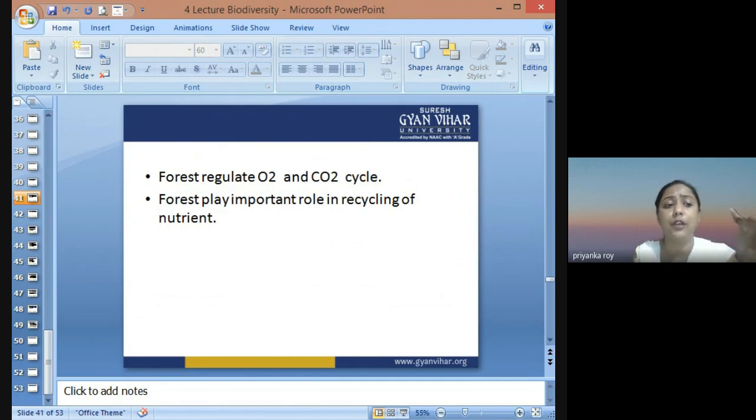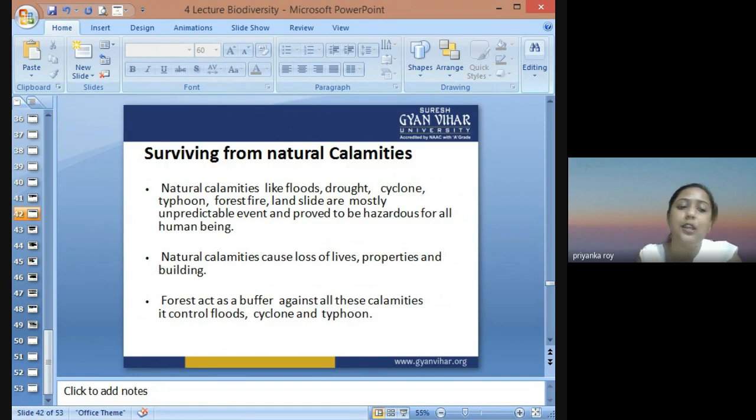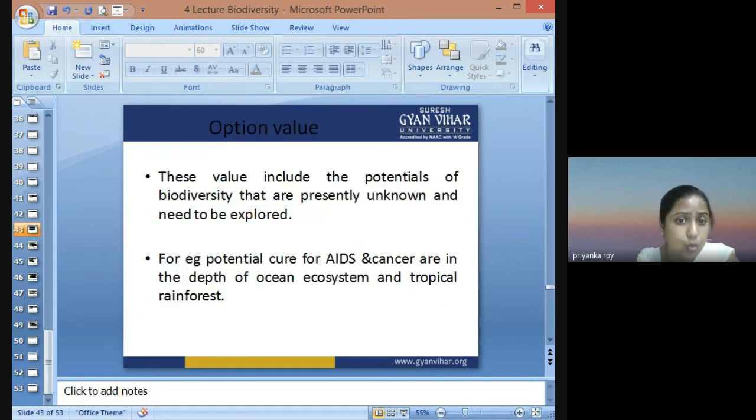The larger the forested area you have, the better your oxygen level will be in that region, and it can act as a carbon sink, like the Amazon forest. It is known as the lung of the earth. About 70% of carbon dioxide is absorbed either by the ocean water or the forest of Amazon. So it is good to have more forested area so that oxygen balance and equilibrium are maintained. It also helps in surviving natural calamities: it controls flood frequency and the effects of cyclones and typhoons in the hinterland.